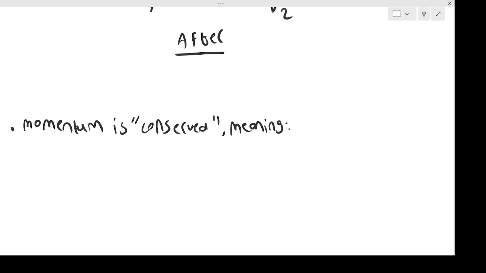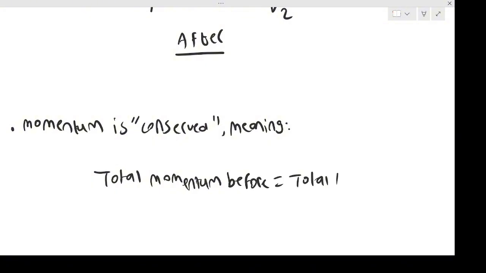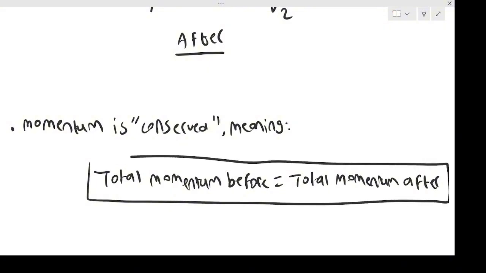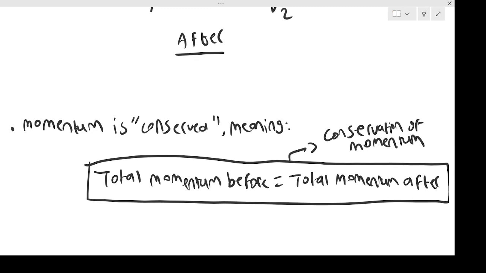Momentum is conserved, meaning the total momentum before is equal to the total momentum after. And that's essentially what we're going to be looking at. This is what we call the conservation of momentum. And so we're going to be using that with collisions.